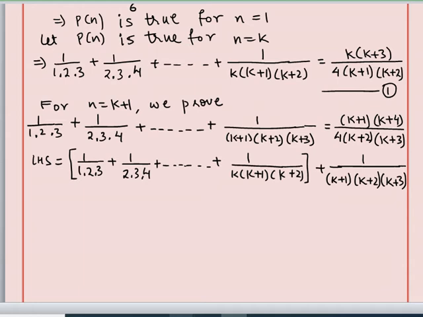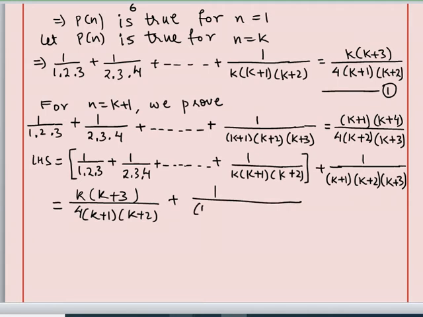Now when we look at the sum of these k terms, look at equation 1, this is denoting sum of k terms, and what is it equal to? You can easily visualize. So replacing it by the result obtained here in equation 1, we can write sum of all these terms is k times k plus 3 divided by 4 times k plus 1 into k plus 2, and this gets added to the leftover term, which is our k plus 1th term.